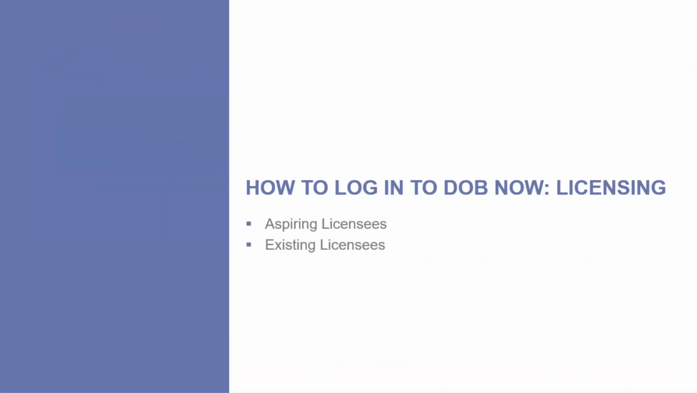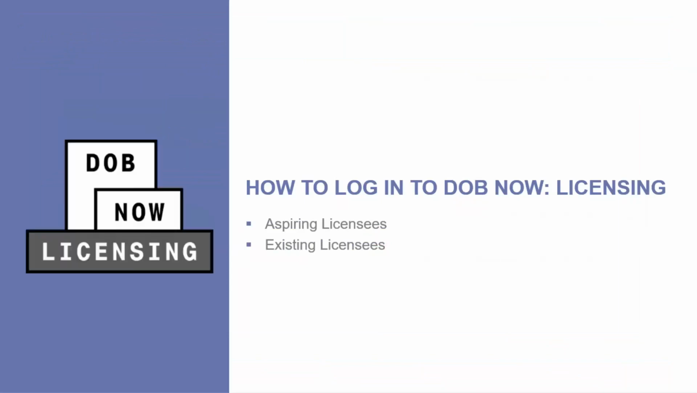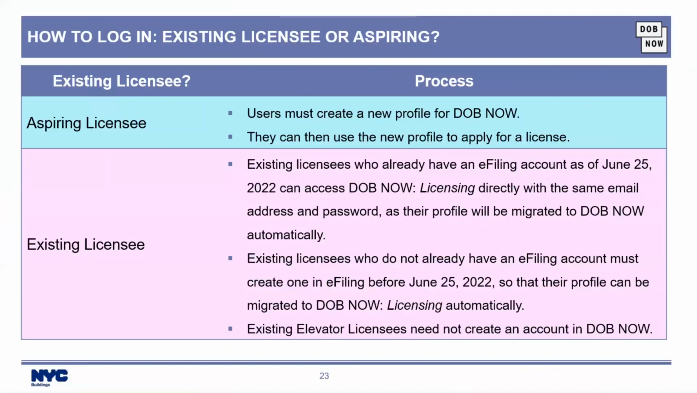So in order to fill out the LQA, the first thing you've got to do is log into DOB Now licensing. So let's talk about how to do that. It depends on whether you have a license or not. If you do not currently have a license, you're planning to get one, you're an aspiring licensee, then what you're going to do is create a new profile for DOB Now, and then use that profile to apply for a license.